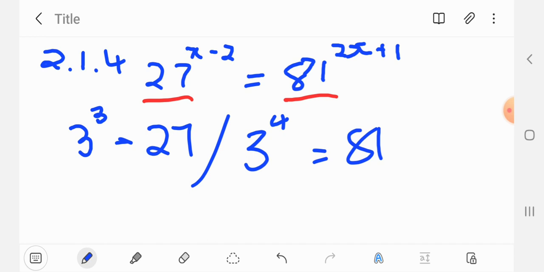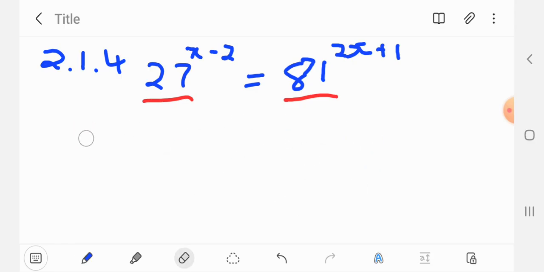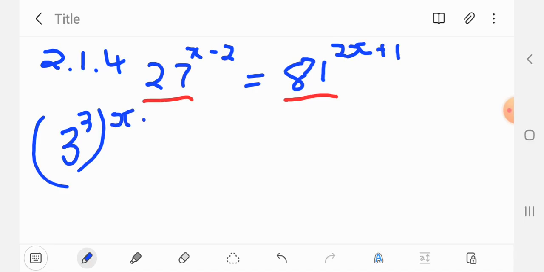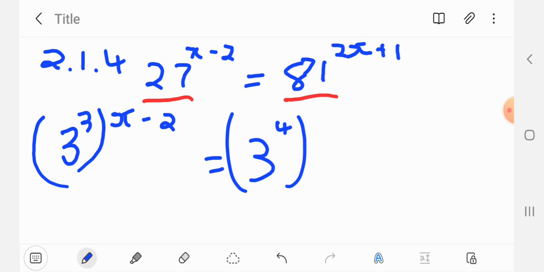Now we have managed to write these two bases, 27 and 81, as small numbers. So we'll have 3 to the power of 3, that will be in the brackets, that is 27, to the power of x minus 2, and then we will have 3 to the power of 4 to the power of 2x plus 1 there.